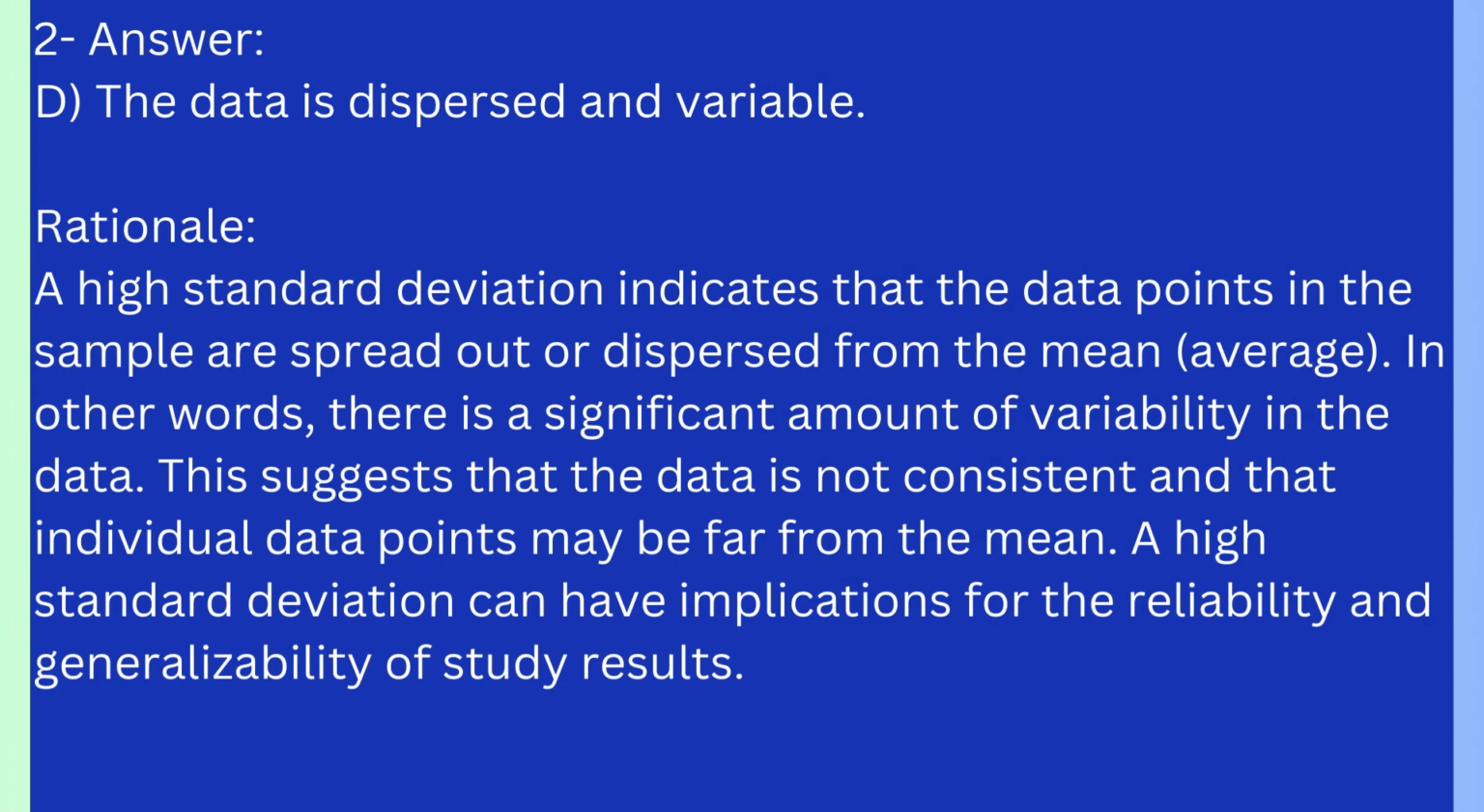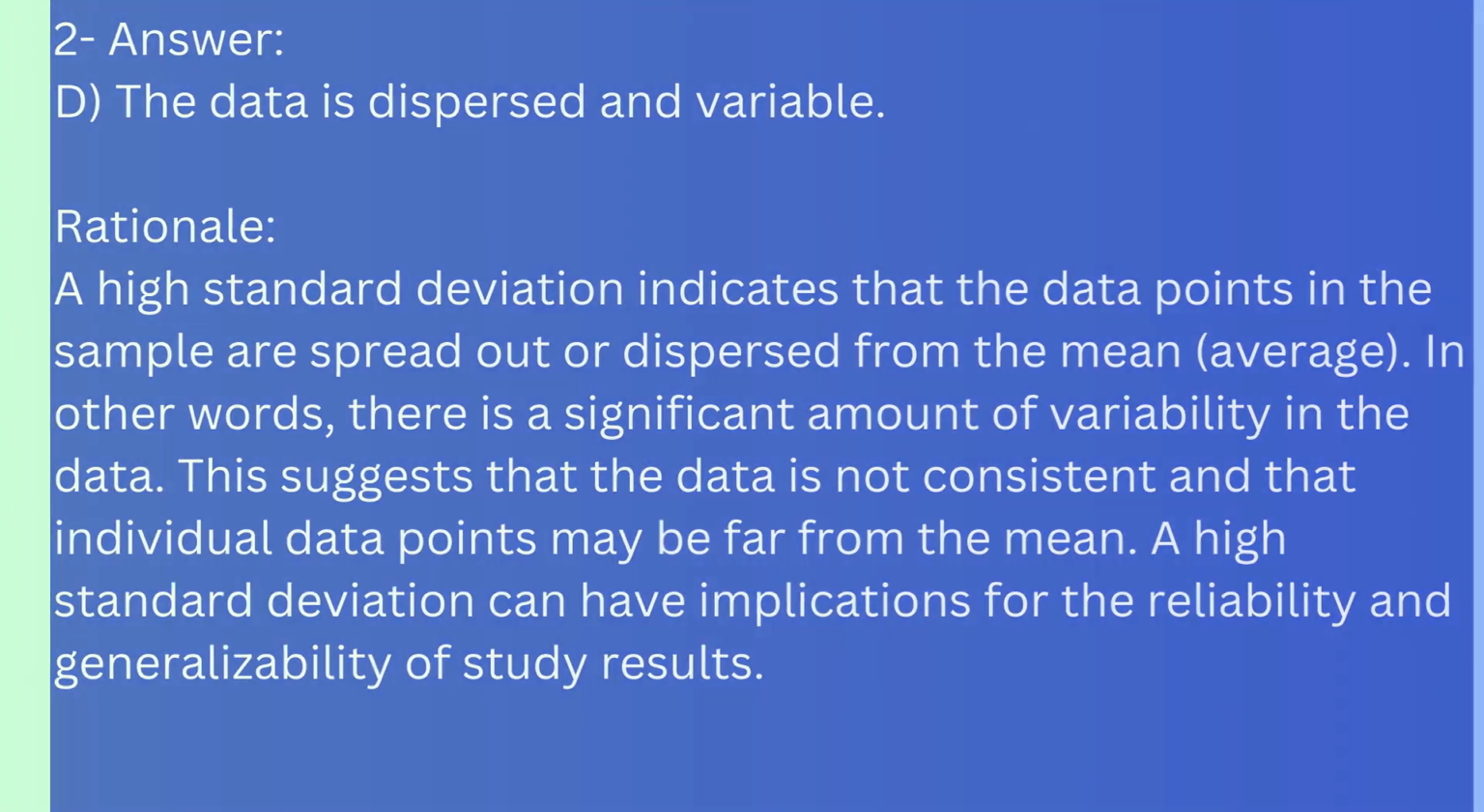Rationale: A high standard deviation indicates that the data points in the sample are spread out or dispersed from the mean average. In other words, there is a significant amount of variability in the data. This suggests that the data is not consistent and that individual data points may be far from the mean. A high standard deviation can have implications for the reliability and generalizability of study results.